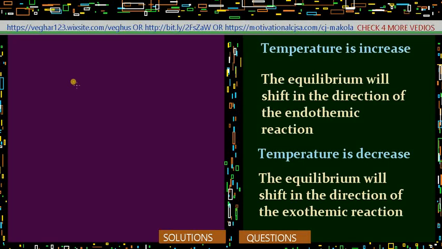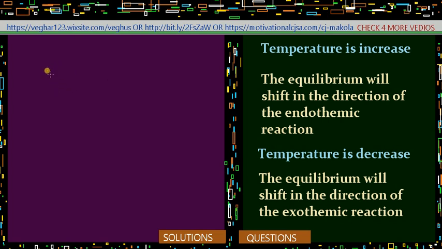A decrease in temperature or an increase in temperature. With an increase in temperature, the equilibrium will shift in the direction of the endothermic reaction. If the temperature is decreased, the equilibrium will shift in the direction of the exothermic reaction.